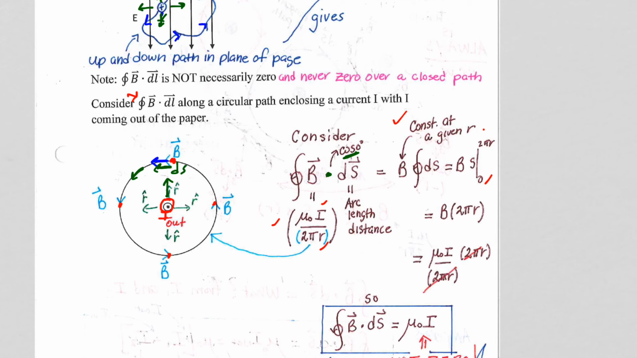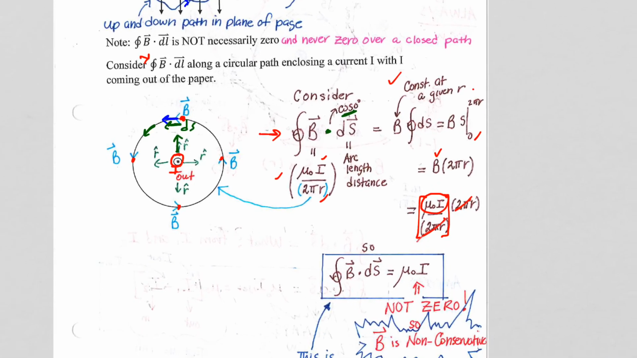So when we calculate the answer to this integral, we do not get 0. B is mu naught I on 2 pi r. The 2 pi r's cancel, so our answer is not 0. It's mu naught I. So B is not a conservative field vector.